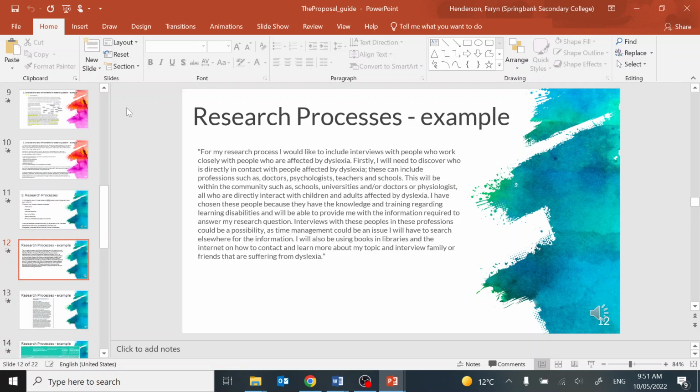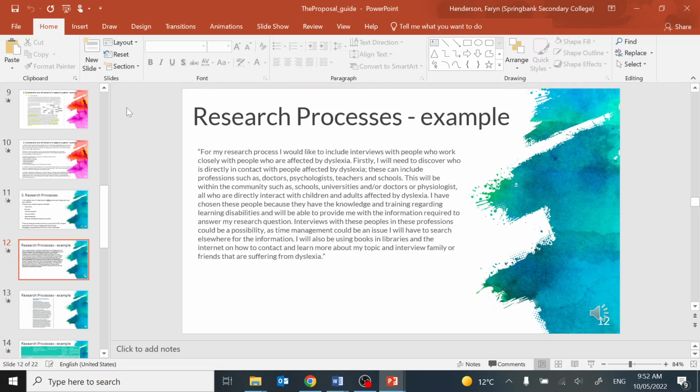This is just an exemplar. Again, this is from the dyslexia example. They included interviews with people who work closely with people who are affected by dyslexia. They talked about contacts, doctors and psychologists and teachers. What I would really like to point out about the way this person has written it is they've said what they're doing, but then they've said why or who. So it's really important that you're not just saying, I'm going to do some internet research and I'm going to look at some YouTube videos. Be specific, give details.